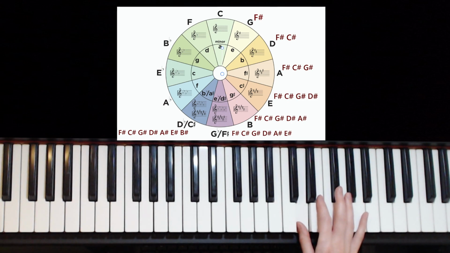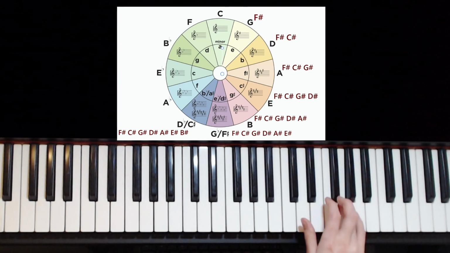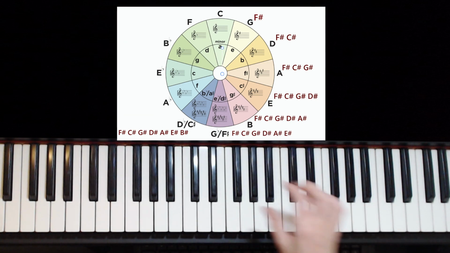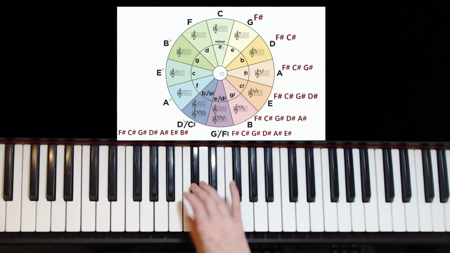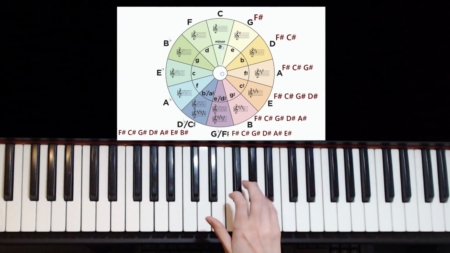Okay, so now I'm going to go to the fifth of D. 1, 2, 3, 4, 5. I get to A. I'm just going to play it lower because I'm going to run out of keys. A has 3 sharps. Father Christmas gave. C sharp, F sharp, G sharp.